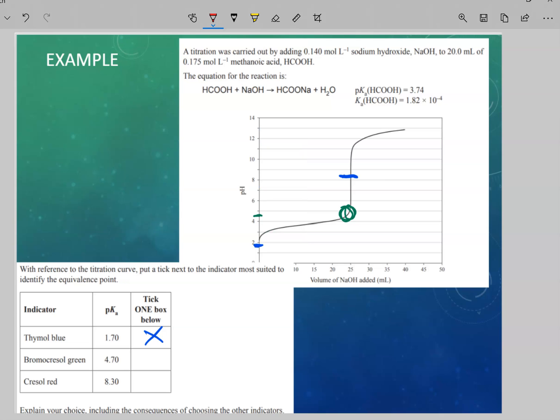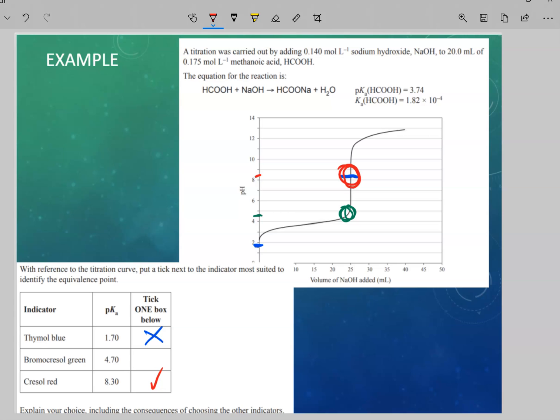Cresol red has a pKa of 8.3, which is about here, which means that it is going to change colour here. Now that is exactly where we want it to be. That's the one we're going to tick, because that pKa of 8.3 is very consistent with the pH at the equivalence point.